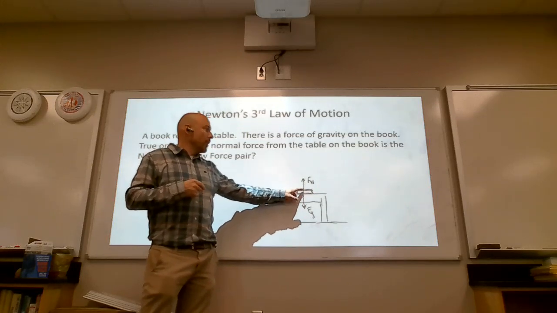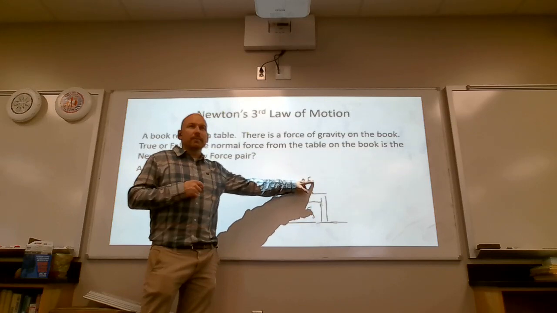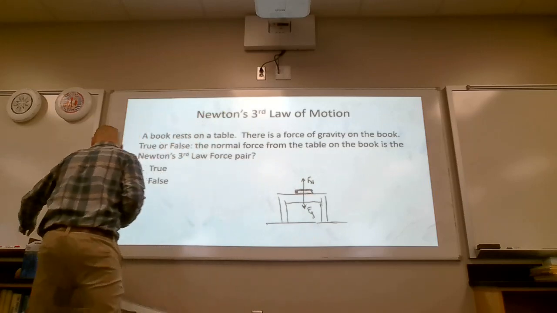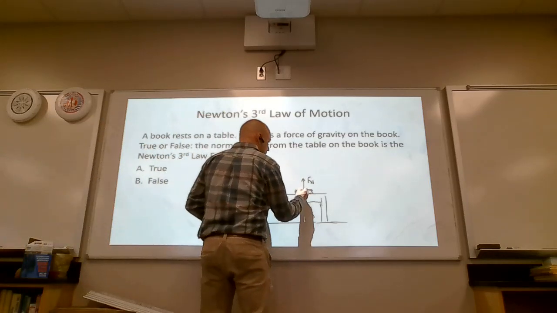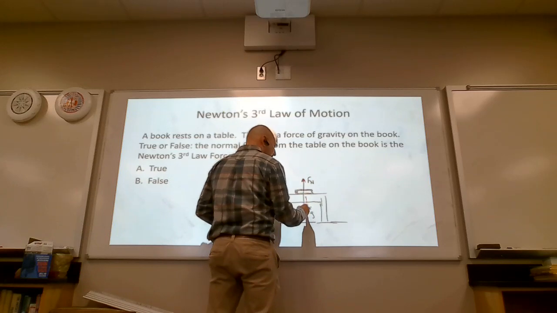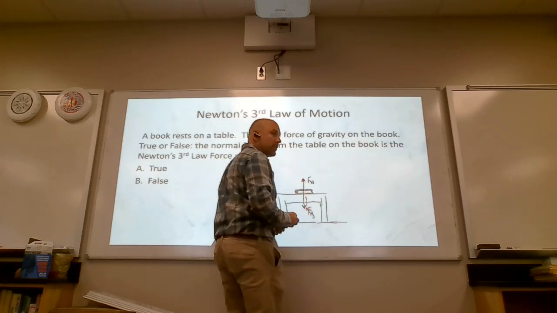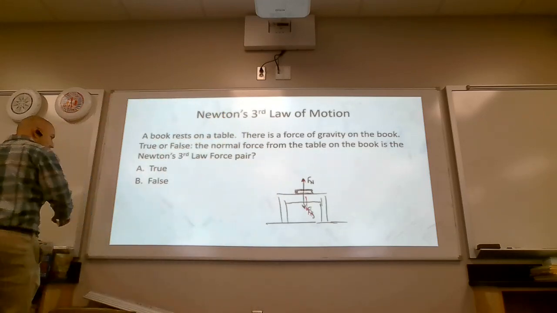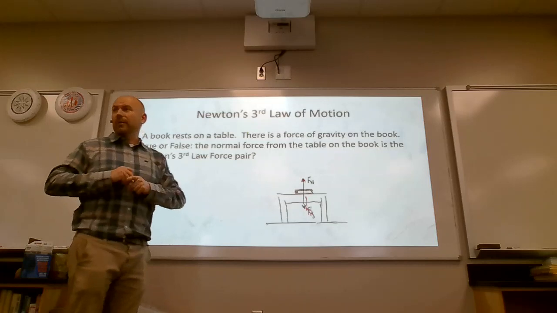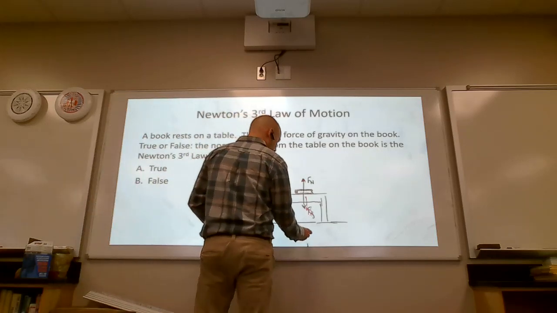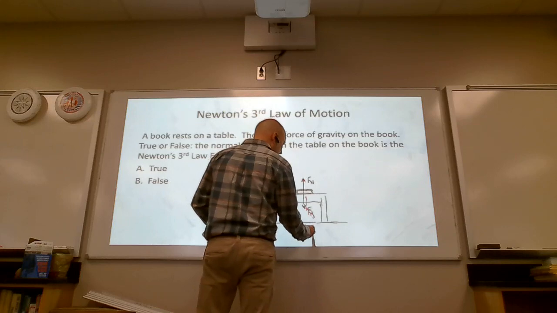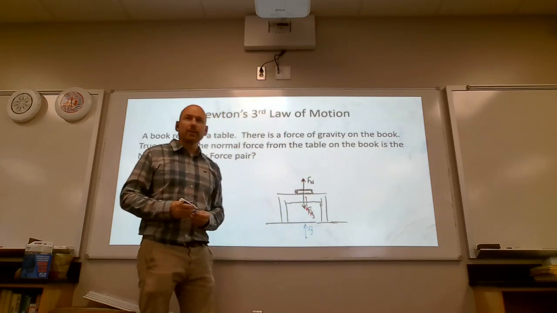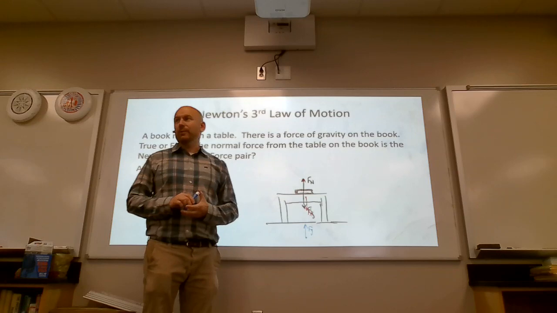Okay. There's a normal force on the book from what object? The table. So Newton's third law would say there's a force on the table from the book. That would be Newton's third law. There's a force of gravity on the book from the what? Earth. Therefore, Newton's third law, force pair, would be a force of gravity on the earth from the book. That would be Newton's third law.